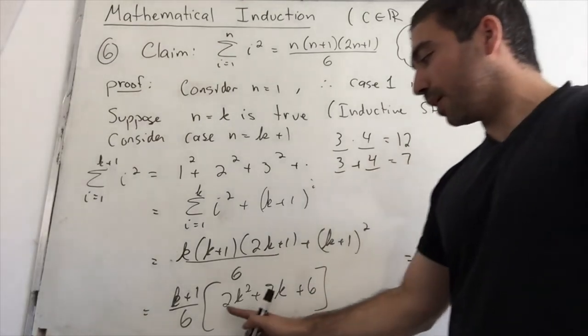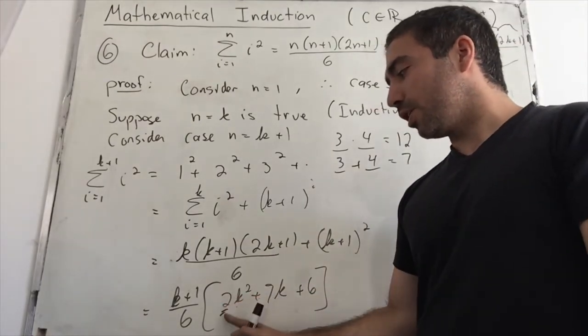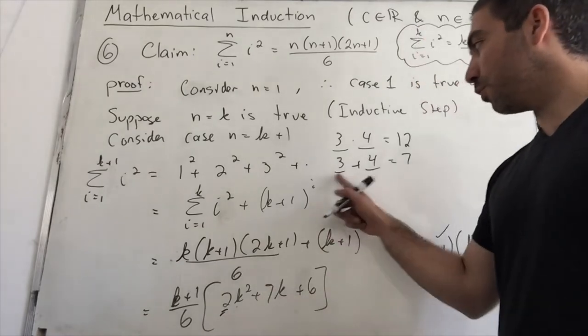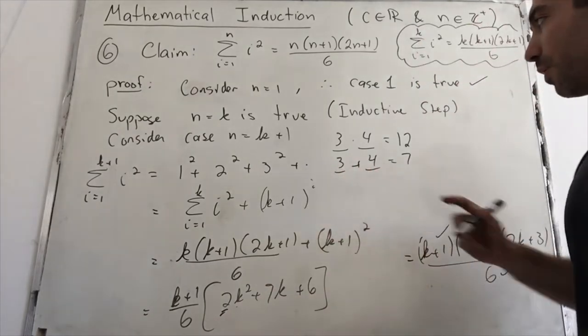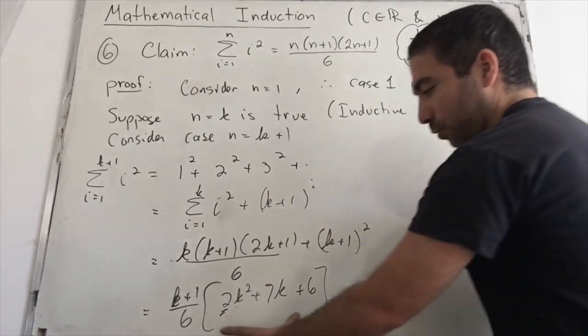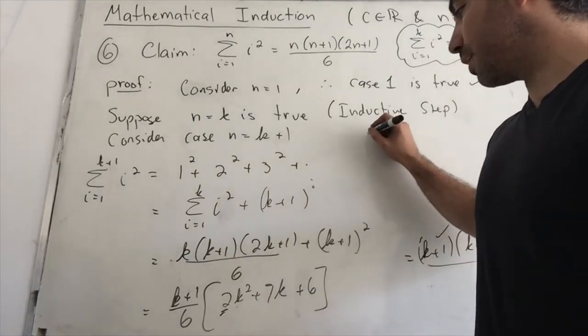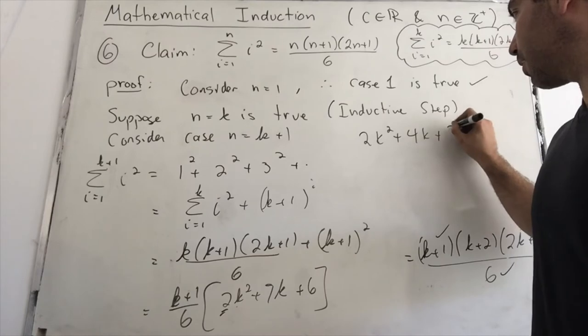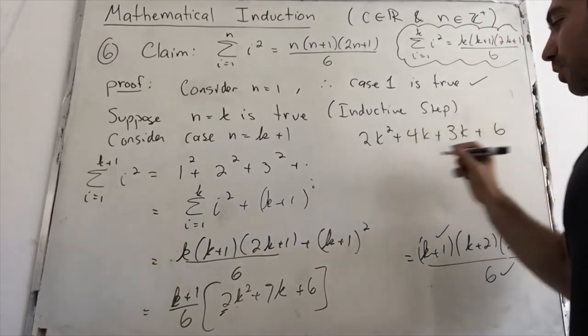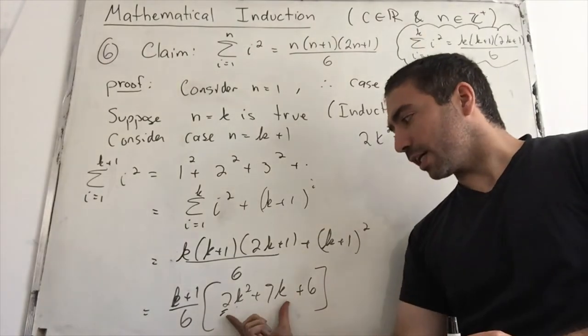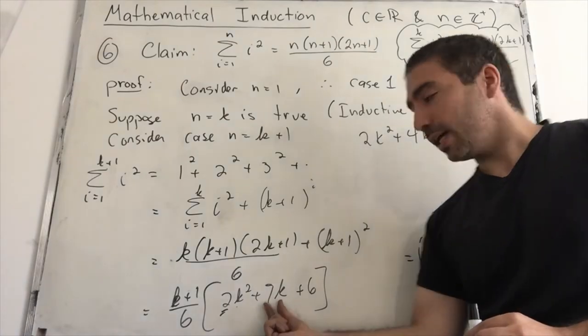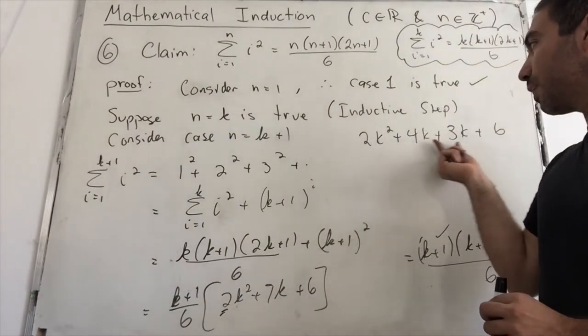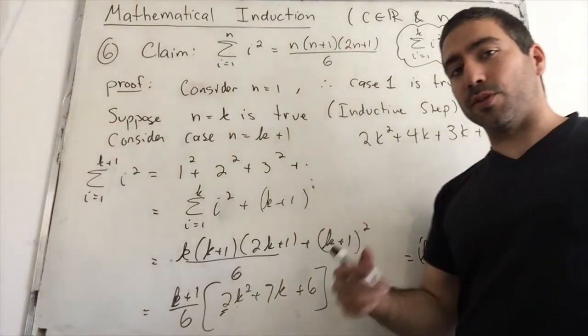So what we're going to do, because our first term is not a 1, you're going to have to separate the middle term with these two values, 3 and 4. So just focusing on what's in the square bracket, we could rewrite this as 2k squared plus 4k plus 3k plus 6. Notice I didn't change anything. Whatever's in the square bracket, all I'm doing is taking the 7k and separating it into the 4 that we got and the 3 that we got when we used product sum.